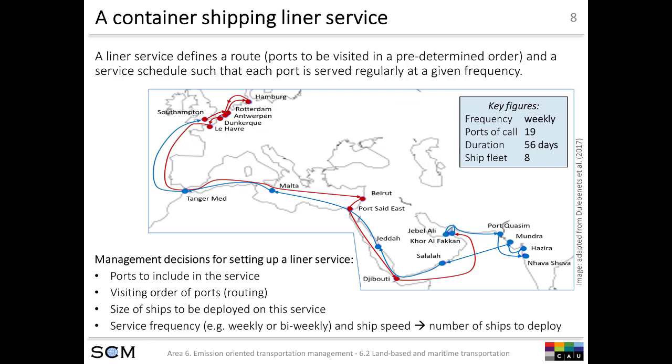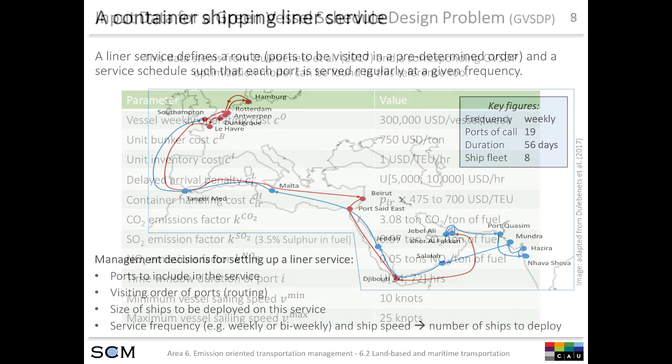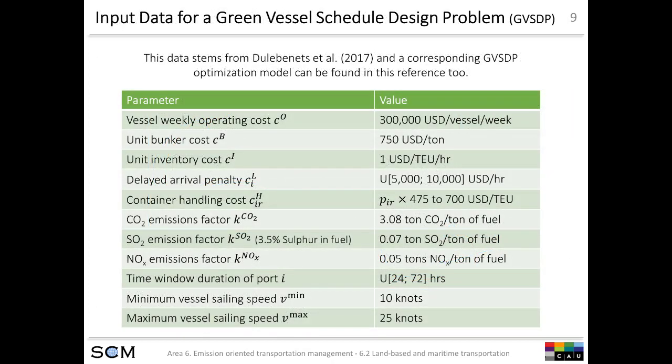Further decision is the ship speed, and service frequency, route length and ship speed in combination determine the number of ships to deploy, because the three mentioned drivers determine the duration that it takes for one ship to travel the whole cycle. The mentioned decisions can be optimized through so-called vessel schedule design problems.